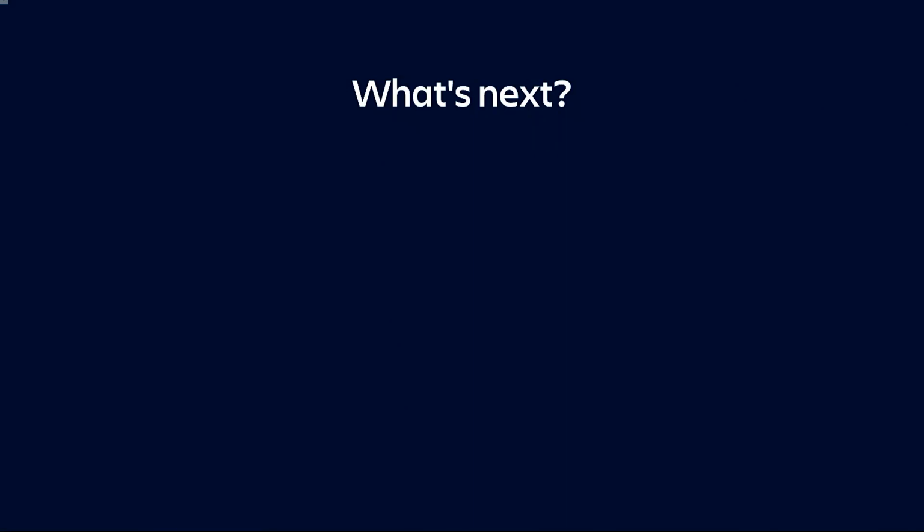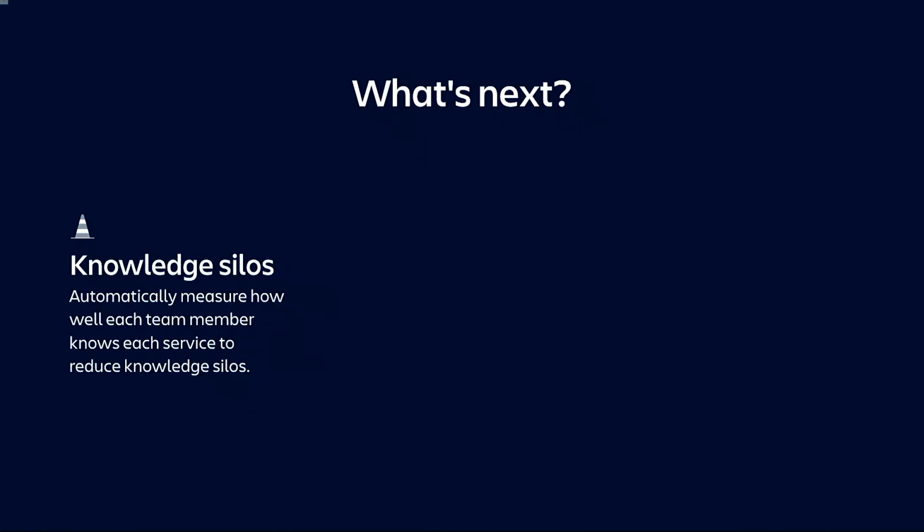What's next for us is there are a few things that I still think we need to address. The first one is we still have knowledge silos, especially because we have more services than team members. I want to know how many people know about this service. If it's only one, if that person gets sick or is on vacation, it's a problem. So we want to do it automatically, generate some sort of matrix and see where we have knowledge gaps.